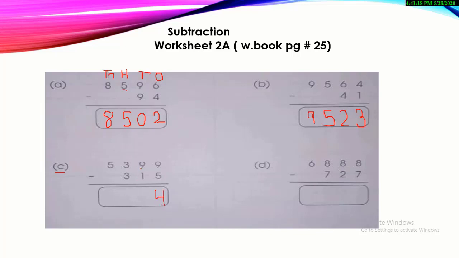Okay. 9 minus 1. Just count 1 backward. That would be 8. Yes. And 3 minus 3. Take out the 3 fingers and then close the 3. What will be the answer? 0. Yes. And the 5 will come as it is.